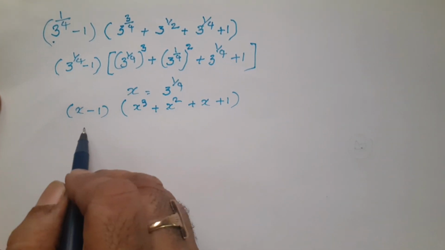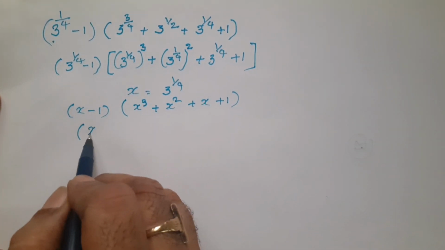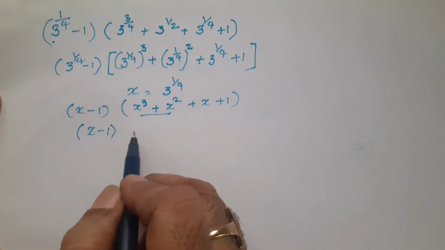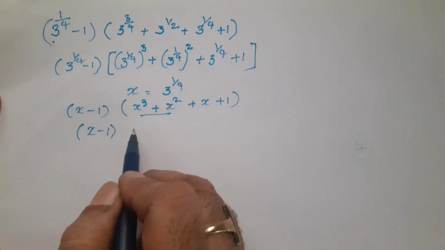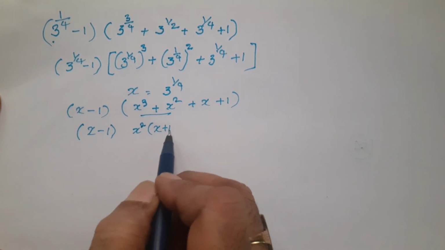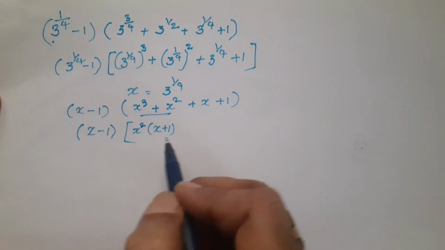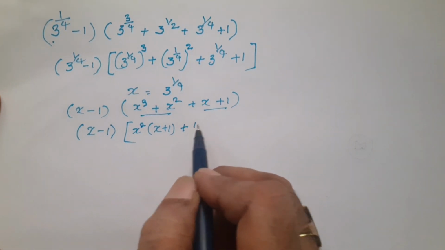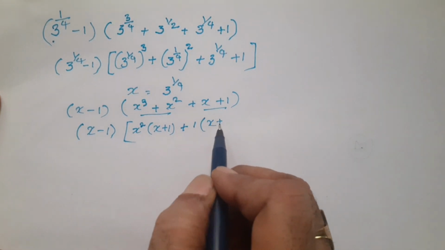So here the first one you write as it is, x minus 1. The second one you factorize. So x square you take common first. If you take x square common, then x plus 1. Here plus 1 you take common. Then we get 1 into x plus 1.